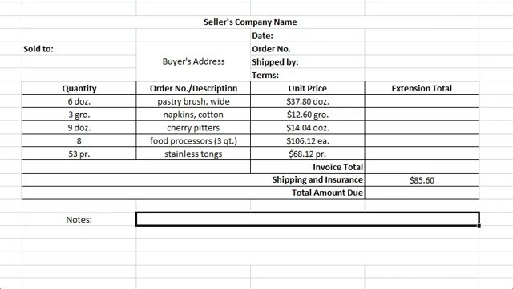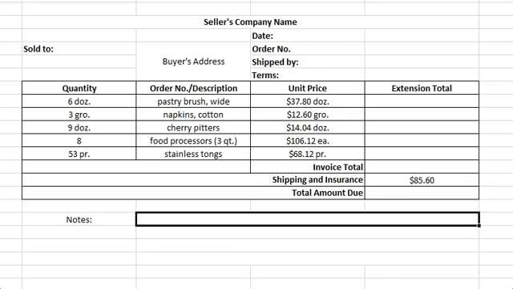So underneath order number description you can see that they're buying pastry brushes, napkins, cherry pitters, food processors, and stainless tongs. And then to the left of that column is the quantity that they want to buy of each of those items. So for example, they want to buy 8 food processors. And then the third column, the unit price, that tells you how much each of those items cost. So for example, the napkins cost $12.60 per gross.